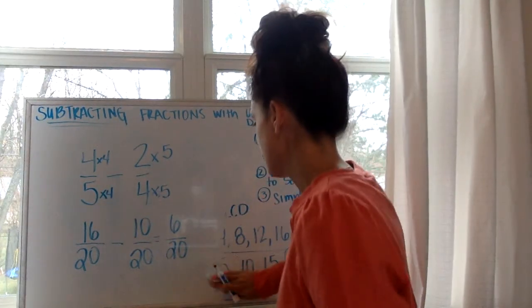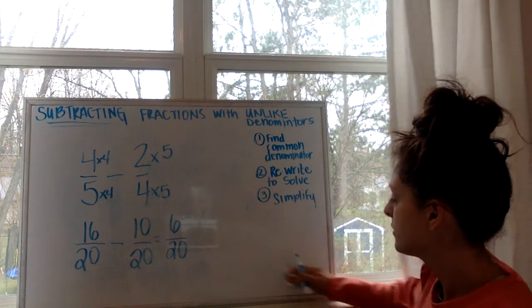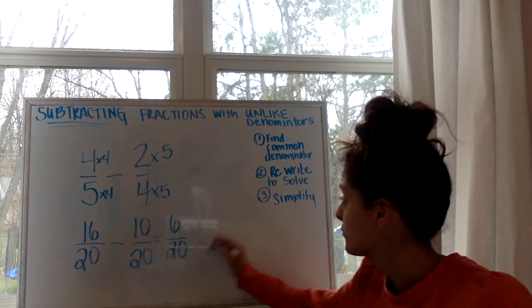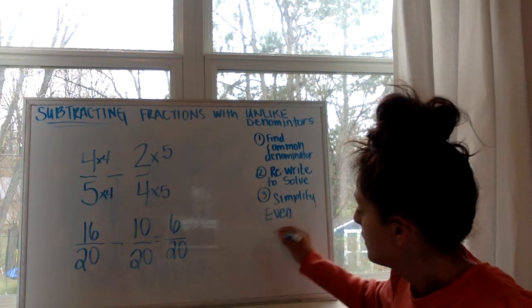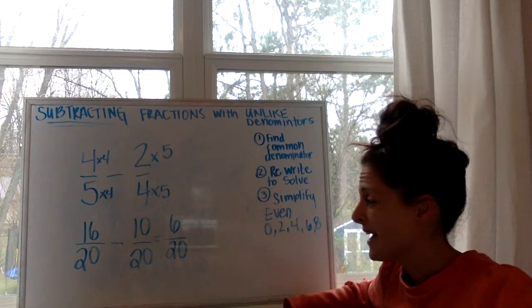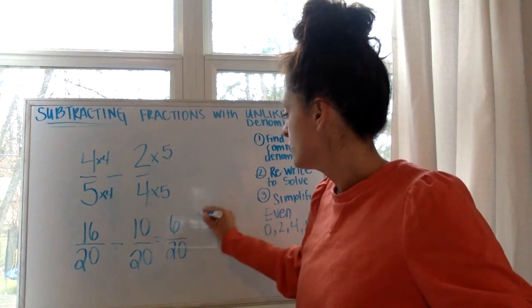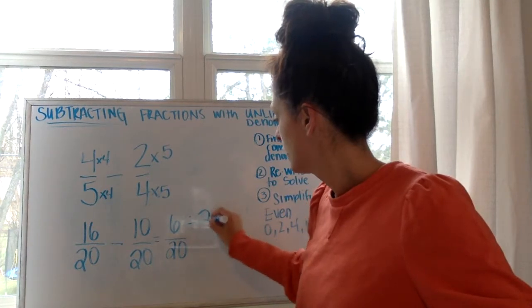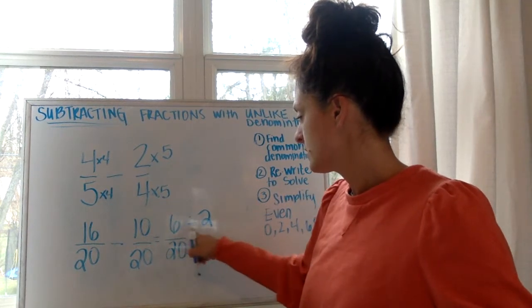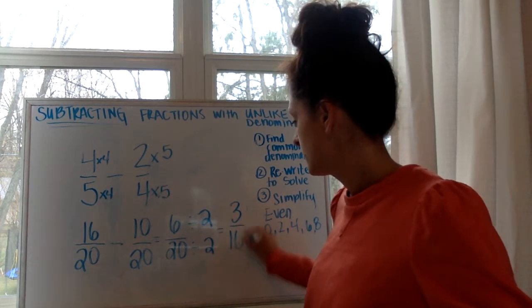But now what we always need to think about is, can I simplify? Okay? You look at your problem and think, I have even numbers. Because remember, even numbers end in 0, 2, 4, 6, or 8. So then I know right away I can divide by 2. I'm going to divide my 6 by 2 and my 20 by 2 and see what we get. 6 divided by 2 gives me 3. 20 divided by 2 gives me 10.